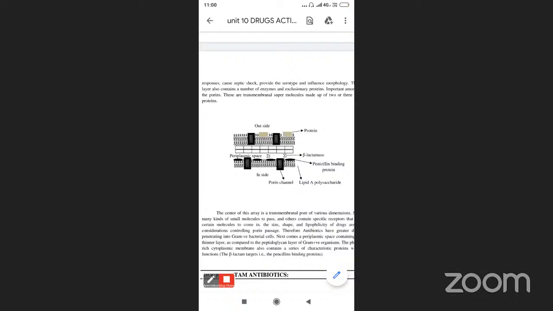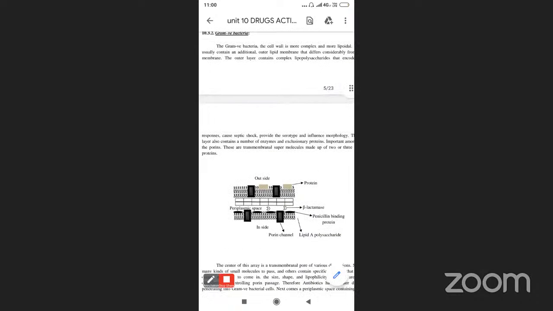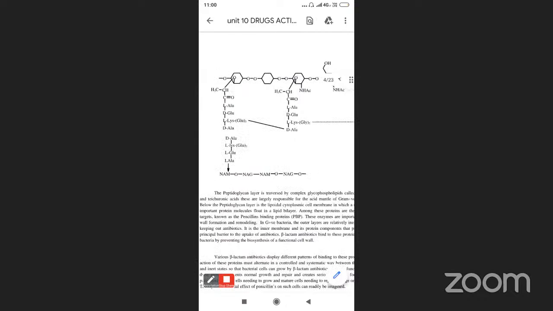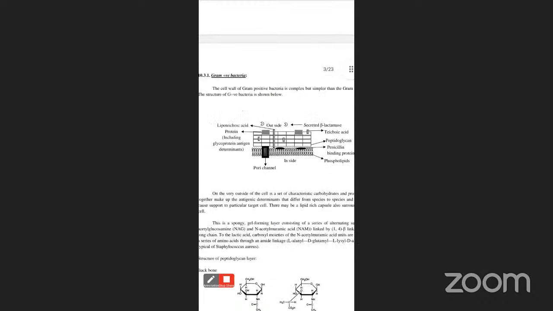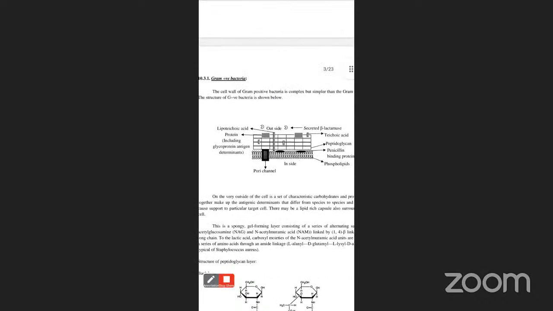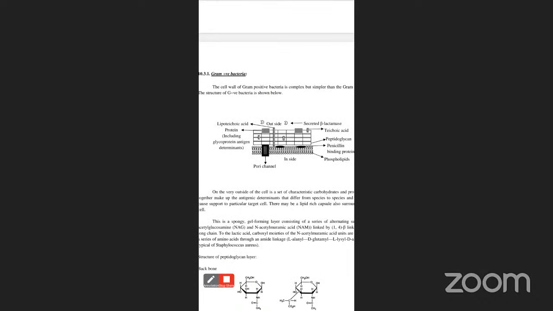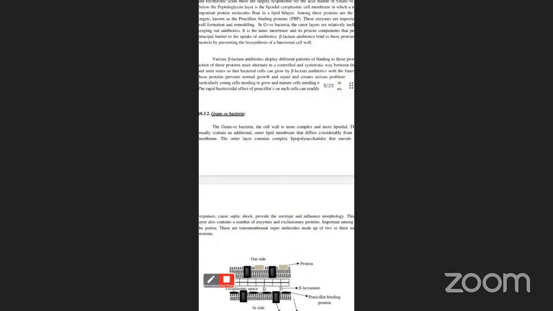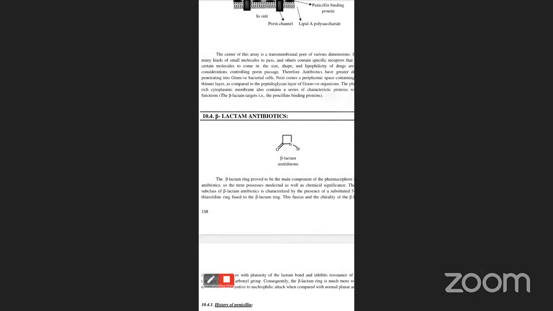That's why very efficient drugs must be used to kill the gram negative bacteria, and moderately efficient drugs are required to kill the gram positive bacteria here, right? Okay. Next, the beta lactam antibiotics.